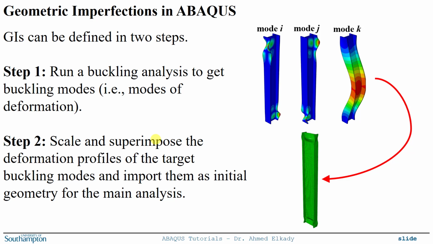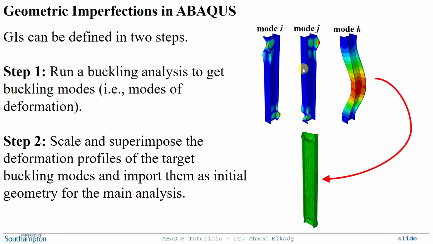So the first step is basically you will need to run a buckling analysis to get buckling modes, which are basically modes of deformation, similar to the ones that we see here. These are results of a buckling analysis. You get different types of modes, global modes, local modes, and so on.